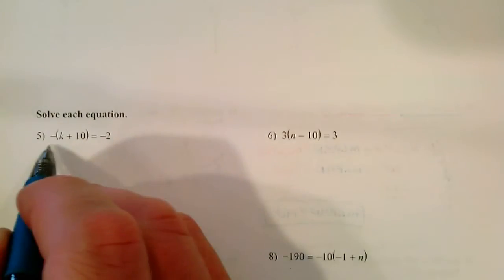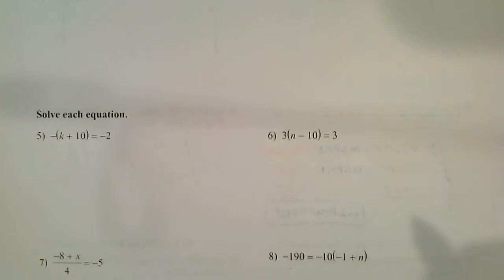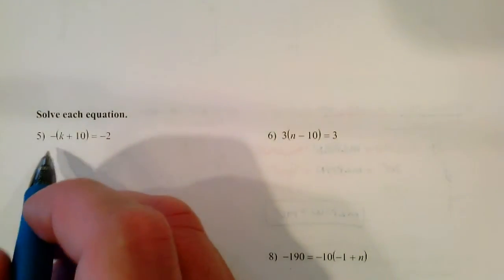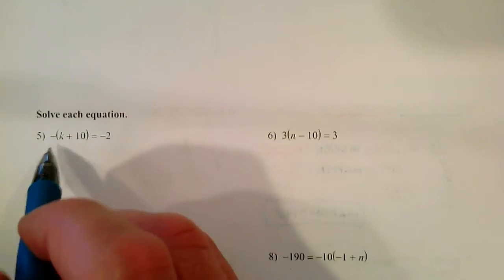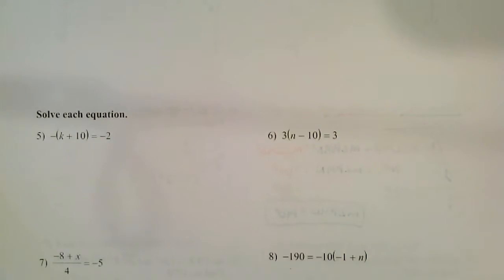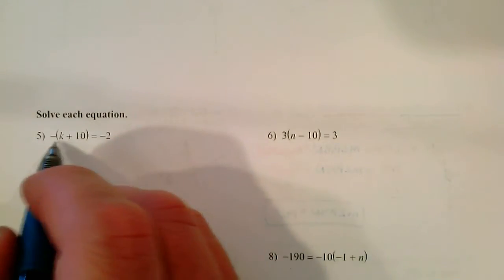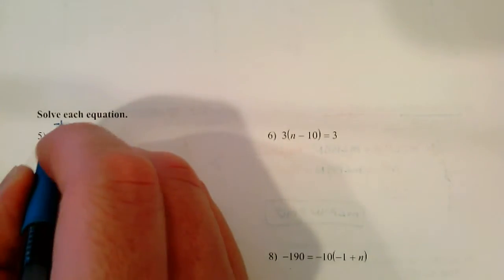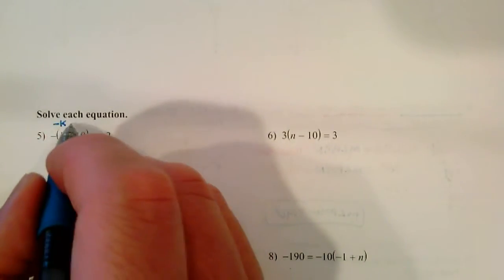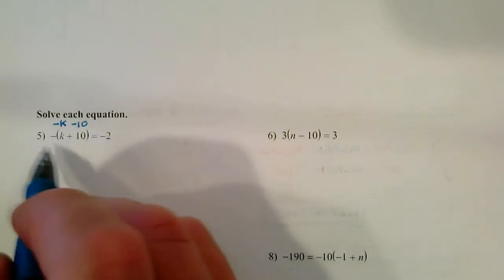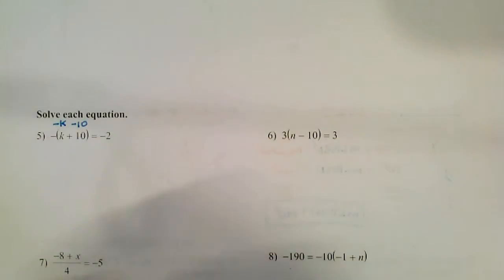Now here, we have negative parentheses k plus 10 equals negative 2. Well, one thing is, every time you have a negative sign out front of parentheses, you could always distribute that through. So this would be the same as negative k minus 10. So you can just flip all the signs of everything inside the parentheses, open up the parentheses. That's one thing you could do.